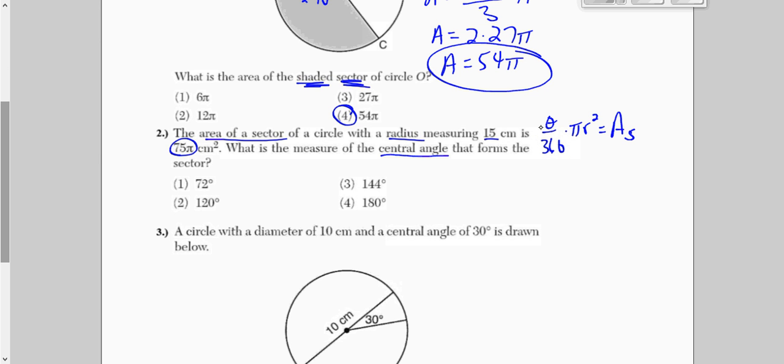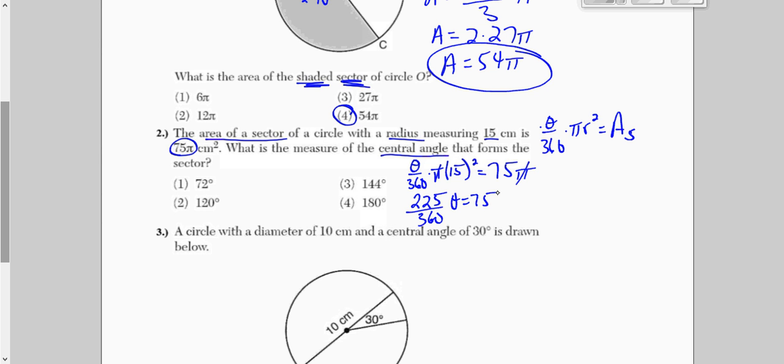Let's start plugging some things in here. So theta over 360 times pi times 15 squared equals 75 pi, okay? Well, we're going to solve for that theta. The first thing we can do is divide pi out of both sides, can't we? Divide both sides by pi, they go away. So 15 squared is 225. So we can rewrite this side as 225 over 360 theta equals 75.